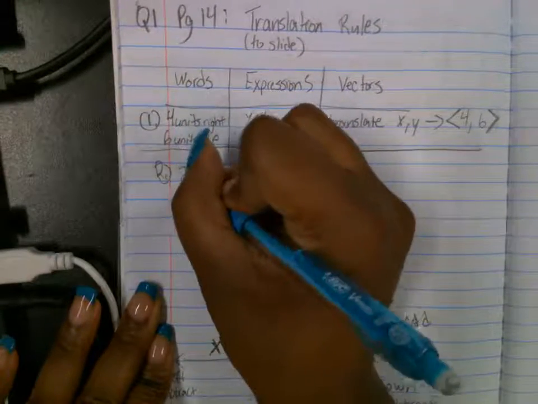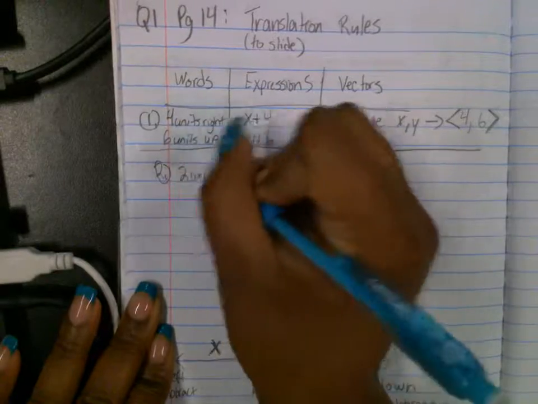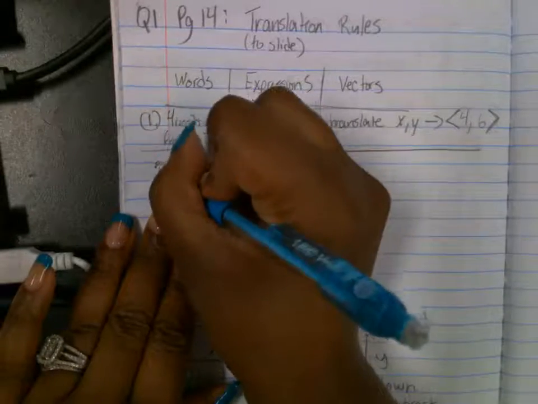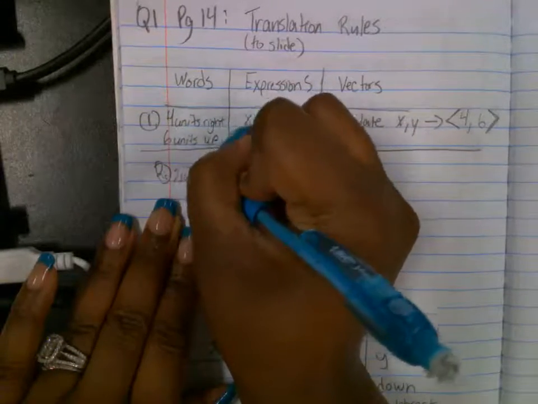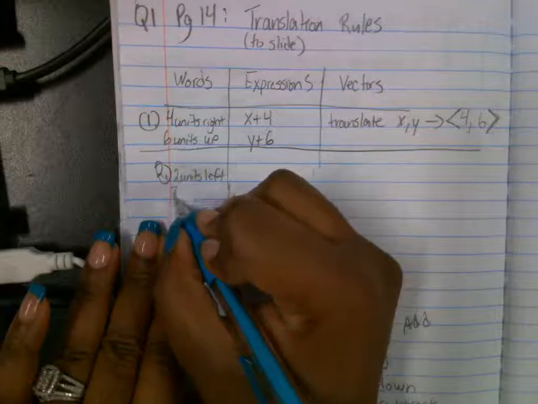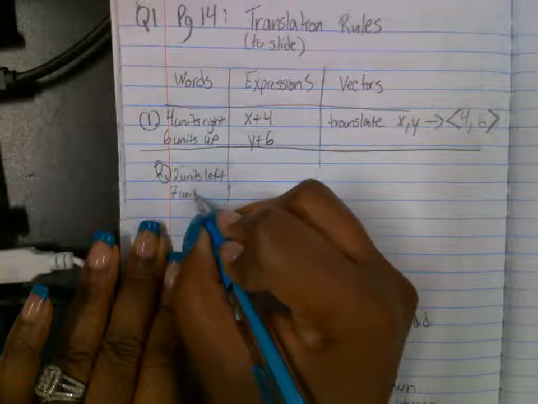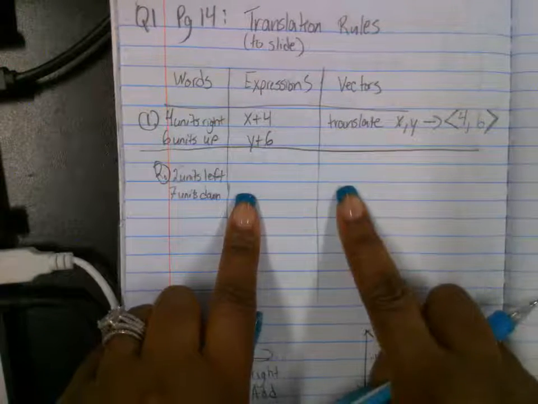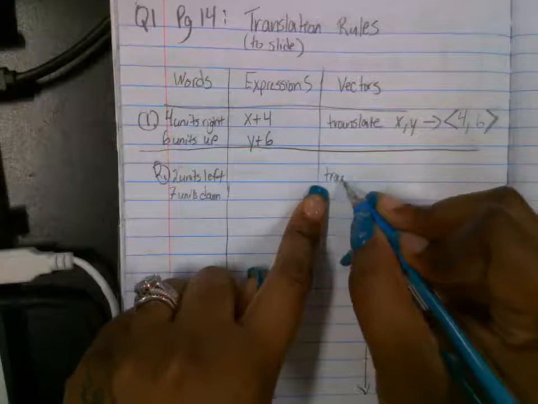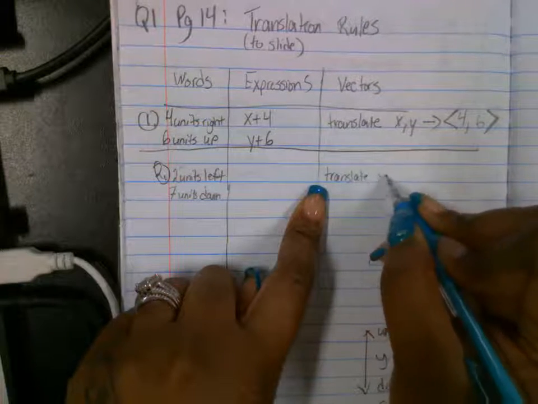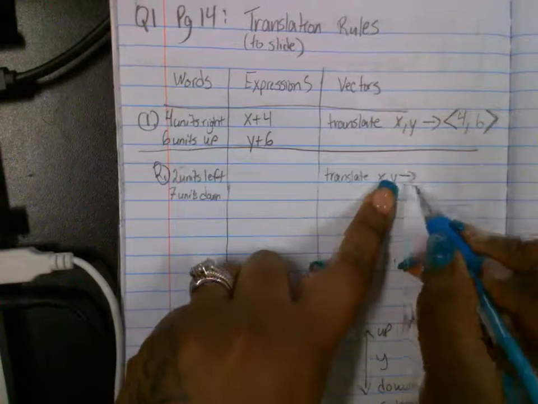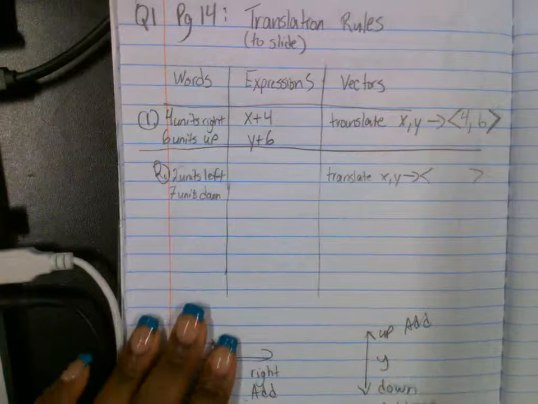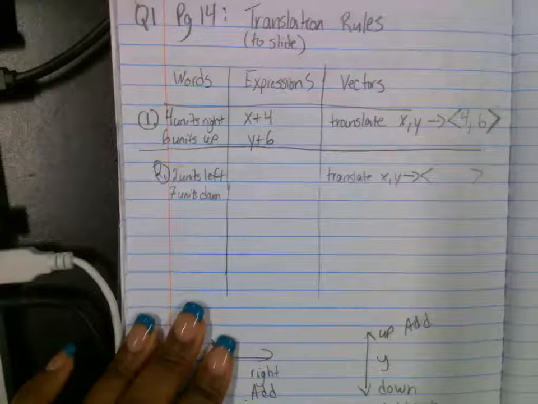You have 2 units left and 7 units down. See if you can write the expression and the vector. I'll do this part for you. Translate X, Y. Please make sure you know you're probably going to see it like this, and you're probably going to see the bracket or the parentheses, okay? See if you can do that on your own. All right?